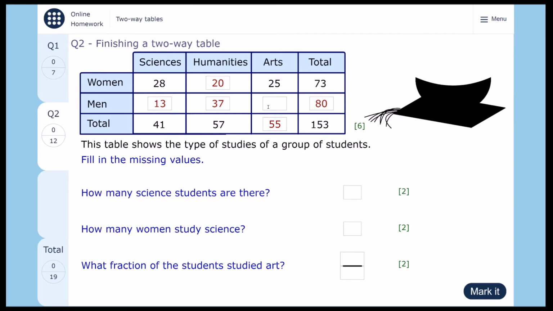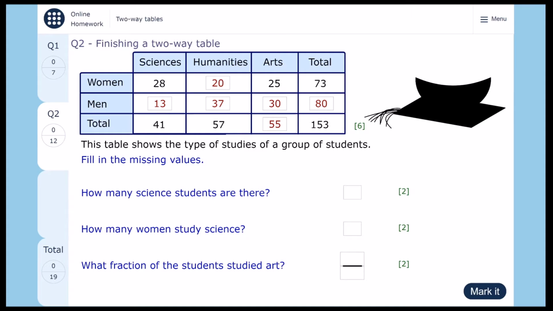Lastly, to find the number of men who did art, I can take the total number of people that chose this, which is 55, and subtract 25 from it. That's the number of women who chose art. 55 take away 25 leaves me with 30, meaning 30 men chose an art in total.